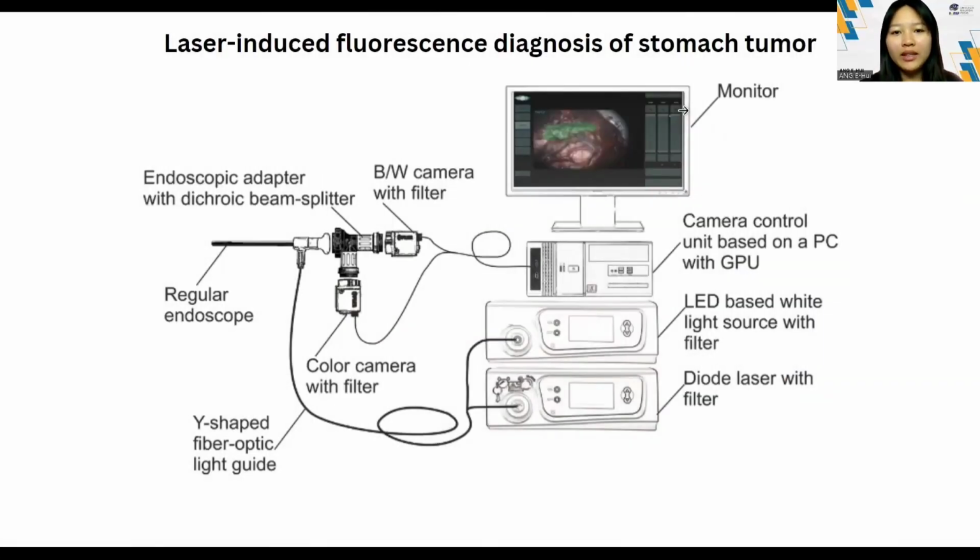This is a method of laser-induced fluorescence diagnosis for stomach tumor using 5-ALA photosensitizer, a spectral system and a video system to measure the fluorescence signals from the stomach tissues after oral administration of 5-ALA, which induces an accumulation of PPIX, a natural photosensitizer, in the tumor cells.